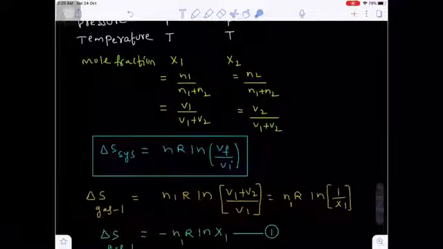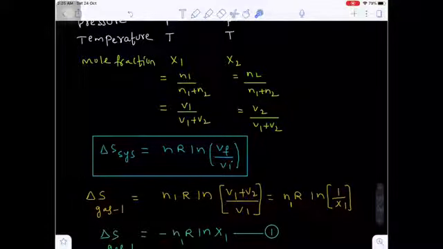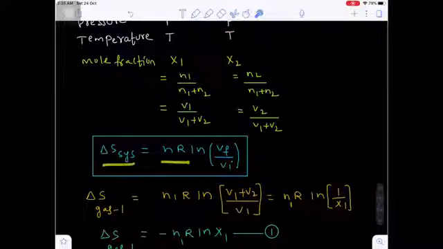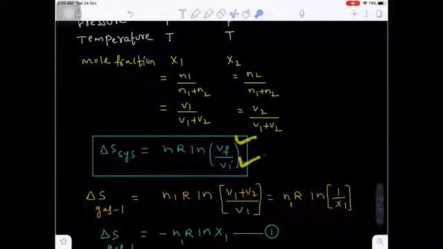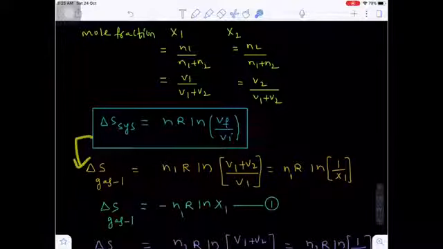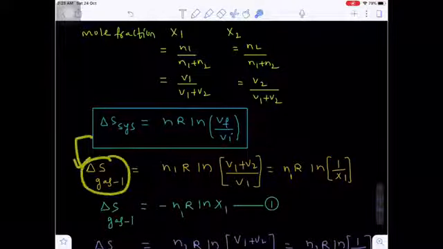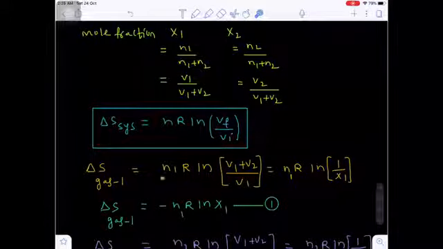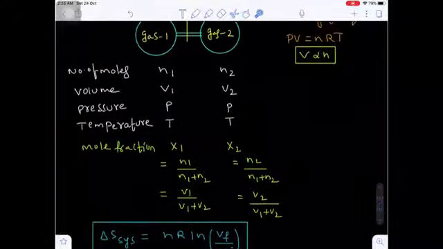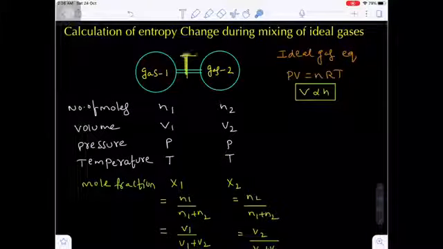Now what is the isothermal process? Change in entropy of a system, delta S system, is equal to NR ln V final by V initial, final volume by initial volume. Now this expression is applied to gas 1. So change in entropy in the first gas will be number of moles N1 into R into natural logarithm ln of final volume after removing the stopcock.